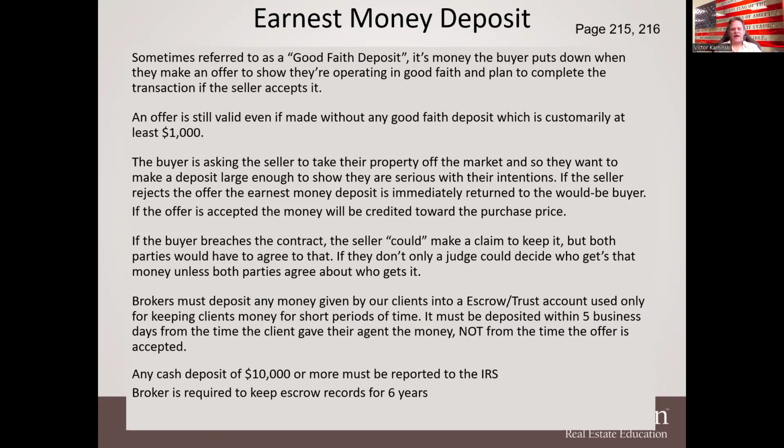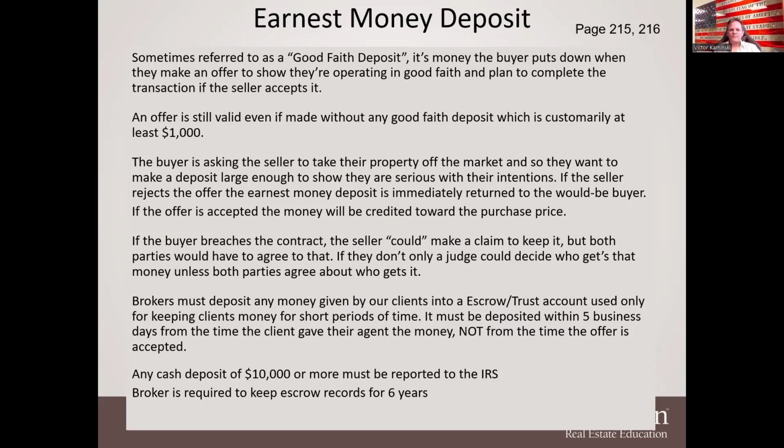So an offer is still valid even if the buyer doesn't make any good faith deposit whatsoever, but it's customarily at least $1,000. So you guys should get in the habit of asking your clients to make a minimum of $1,000 good faith deposit when making an offer, especially if you're in a competitive market where there's multiple offer deals that are expected. You should probably make the highest good faith deposit that you possibly can. It shows the seller that you've got the money and that your intention is to go through with this purchase and you're a serious buyer.